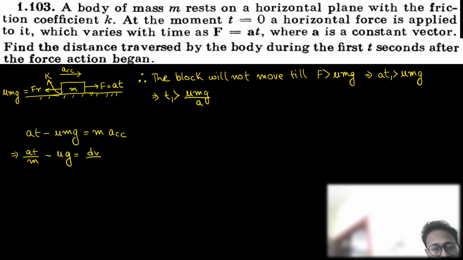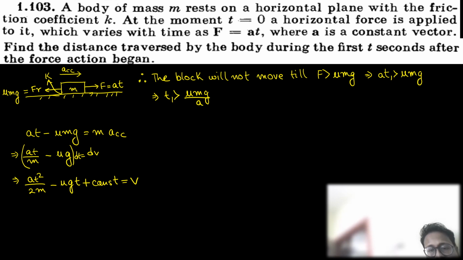dv by dt is nothing but acceleration. Can I integrate this entire term with dt? Of course I can. Into dt is equal to dv. So I get this term: At square by 2m minus mu gt plus some constant is equal to v. That means I integrated this entire thing.